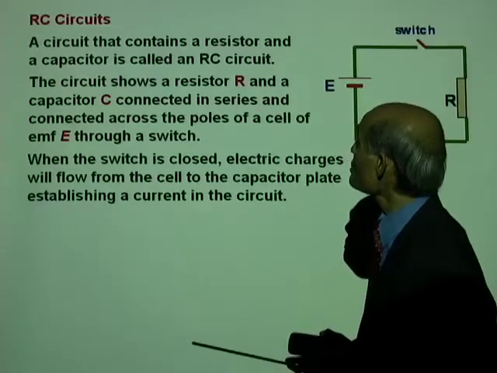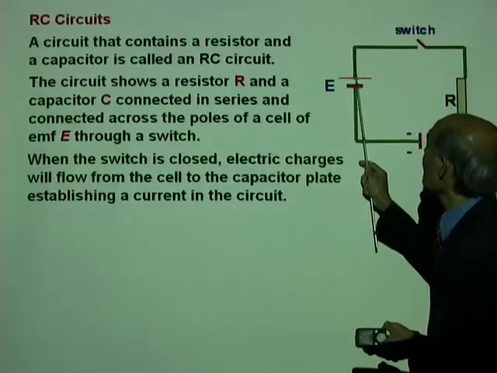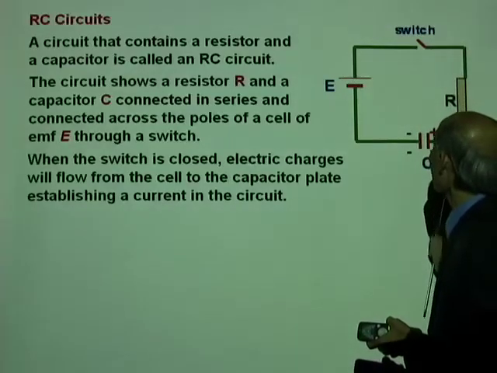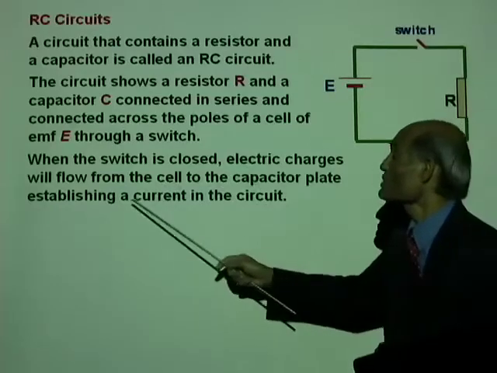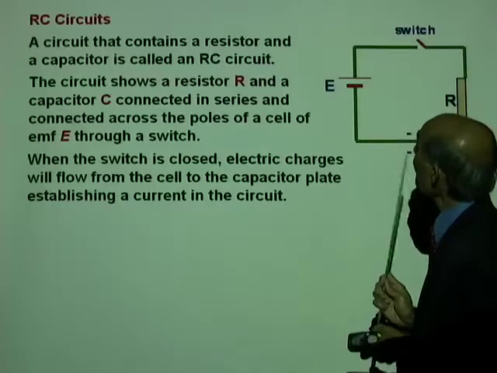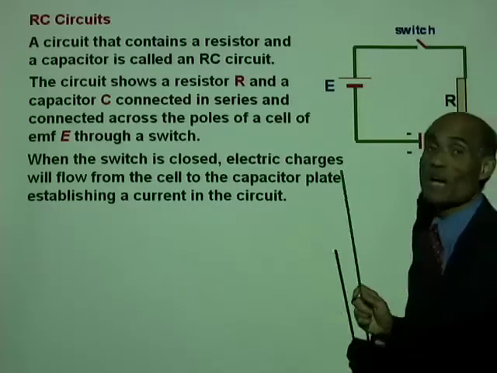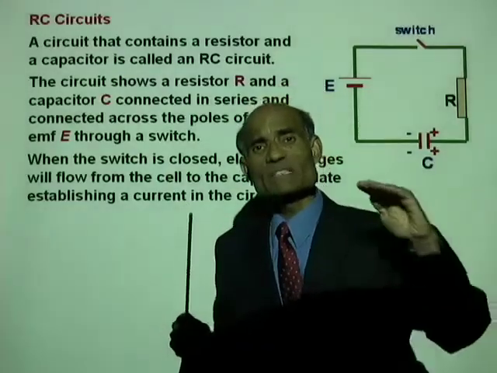Now when the switch is closed, what will happen? Electric charges will flow through the resistor onto the capacitor plate, establishing a current in the circuit. Now tell me, what do you think will happen to the current with time? Will the current remain steady?